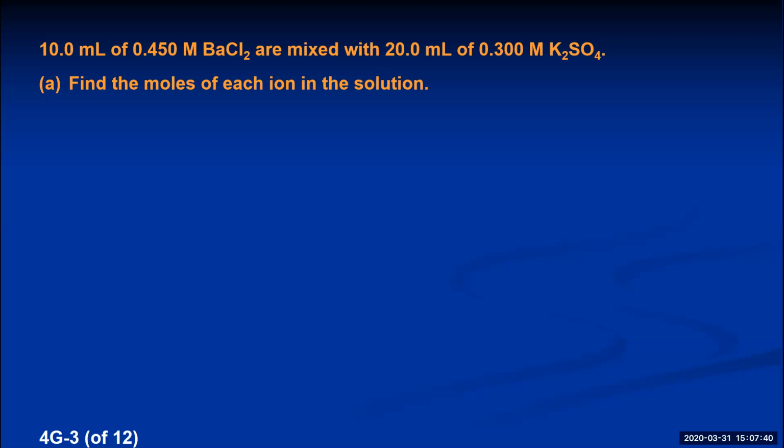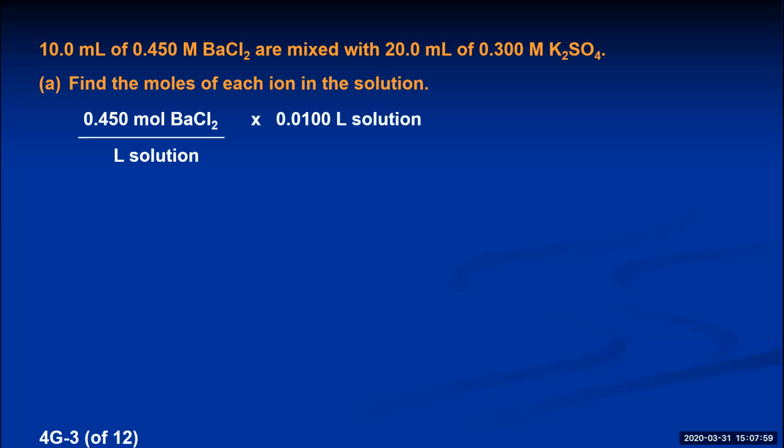So the 10.0 milliliters of our first solution was 0.450 molar barium chloride. If we multiply those numbers together, that's going to give us the moles of the barium chloride. So the molarity of the barium chloride is 0.450 moles of BaCl2 per liter. What was the volume of the solution that had that molarity? 10 milliliters. Switch to liters, it's 0.0100 liters. Liters cancel out, so we're technically calculating how many moles of barium chloride there were in that original 10 milliliters, but then if we mix it with a bunch of other stuff that doesn't have barium or chloride, it's going to be the same number of moles.